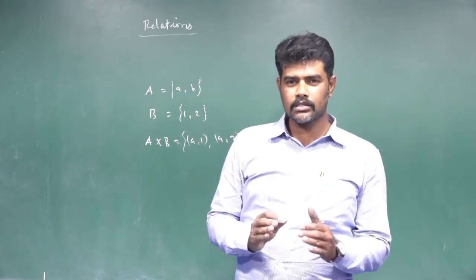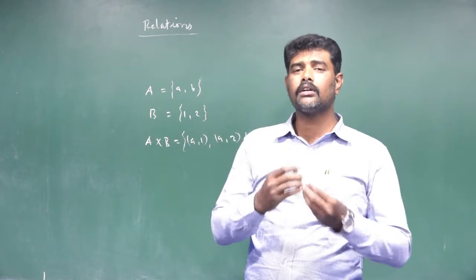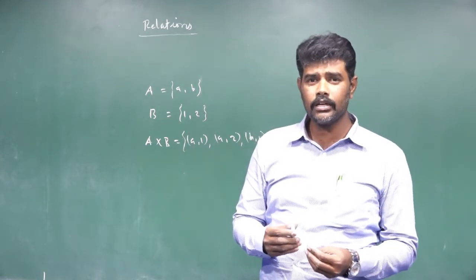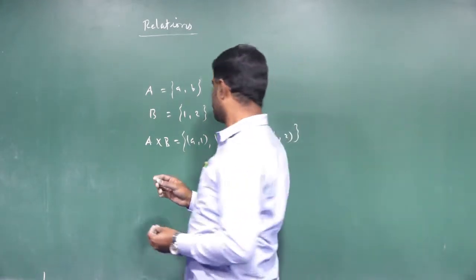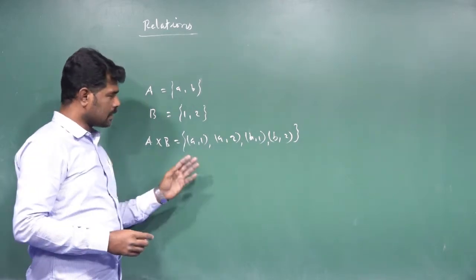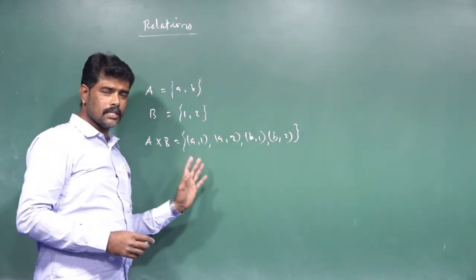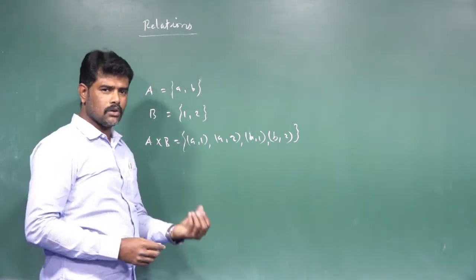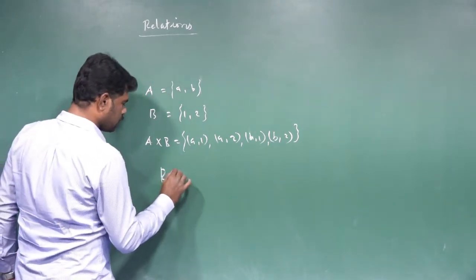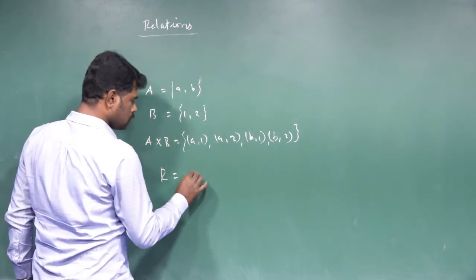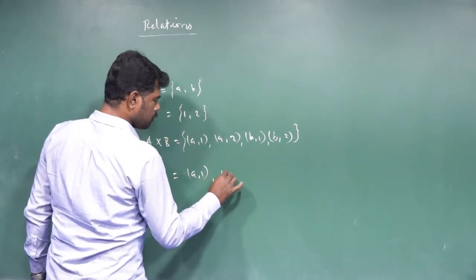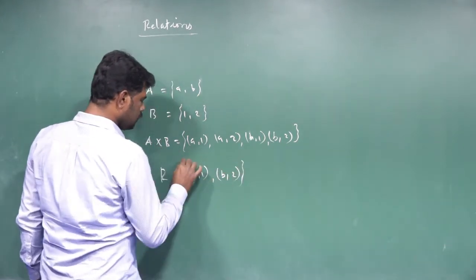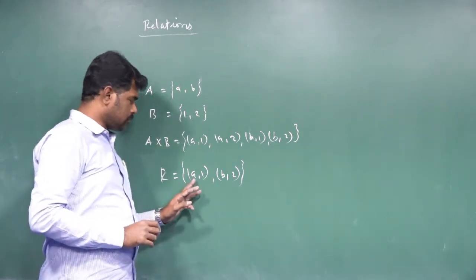Now a relation is called a subset of the Cartesian product. Here we can take all four pairs, or any two pairs, or any one pair, whatever it is; the subset is called a relation. Here we can define the relation R equal to {(a,1), (b,2)}. Here one relation is (a,1).